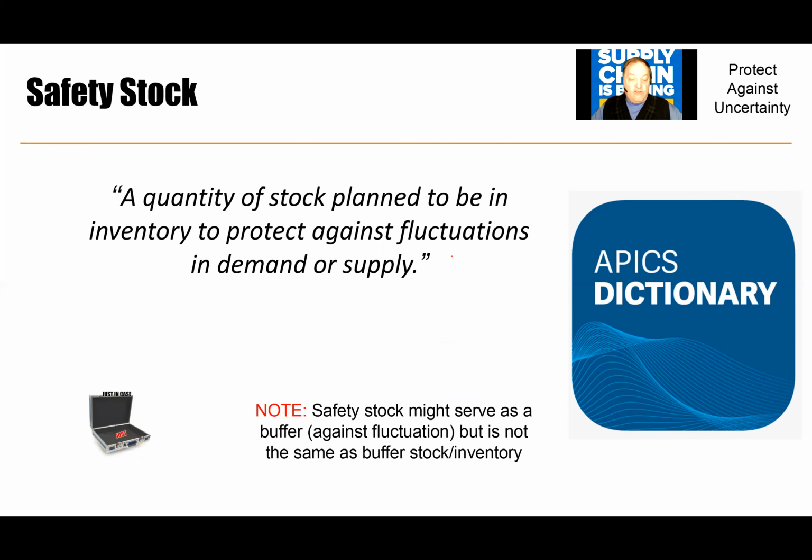The function of safety stock is to protect against unforeseeable fluctuations in demand or supply. The driver is acquiring planned inventory to reduce the potential for stockouts. The APICS dictionary defines safety stock as a quantity of stock planned to be in inventory to protect against fluctuations in demand or supply.